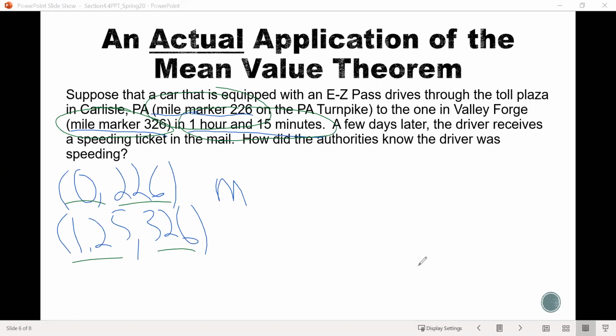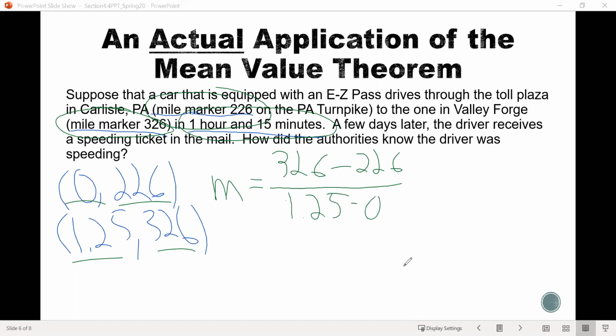We can do that by doing m equals 326 minus 226 all over 1.25 minus 0. When we do that, it looks like we end up with 100 over 1.25, which then is going to give us 80.